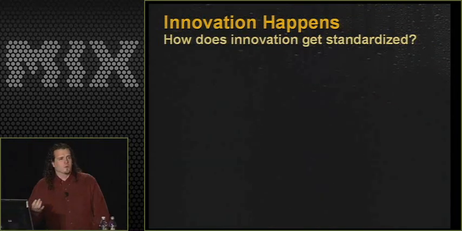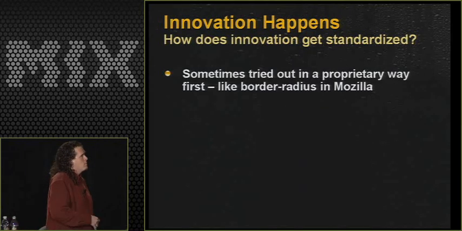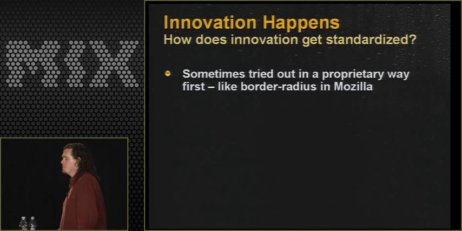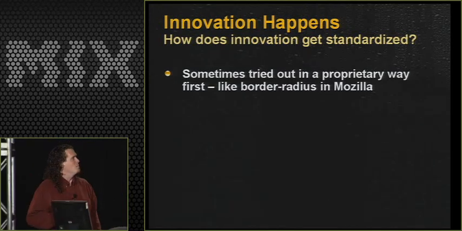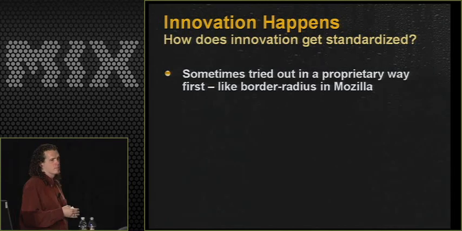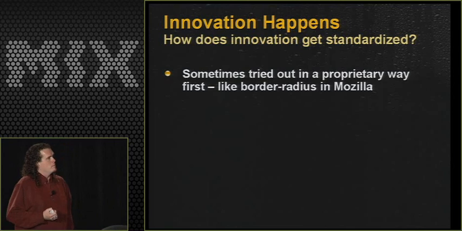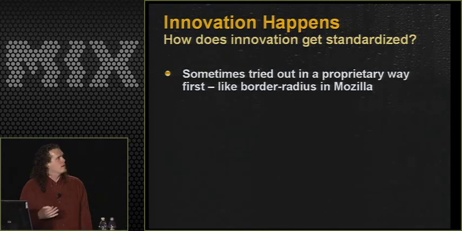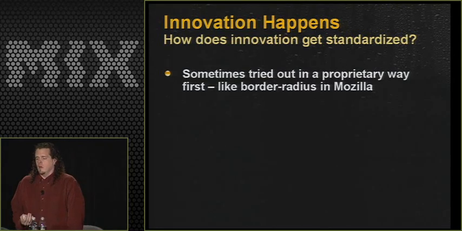So how do you innovate in this world? How do you innovate inside an open standard in particular? Sometimes you actually try these out in a proprietary way first. There are billions of examples of this that I'm familiar with, or pretty close. One of them is the border radius that's in Mozilla. They implemented this, I think, in Mozilla 1.0, and it's actually been added into CSS3. It's likely it'll get ratified as part of the open standard. May change somewhat in the process, but it's relatively simple, so it probably won't.